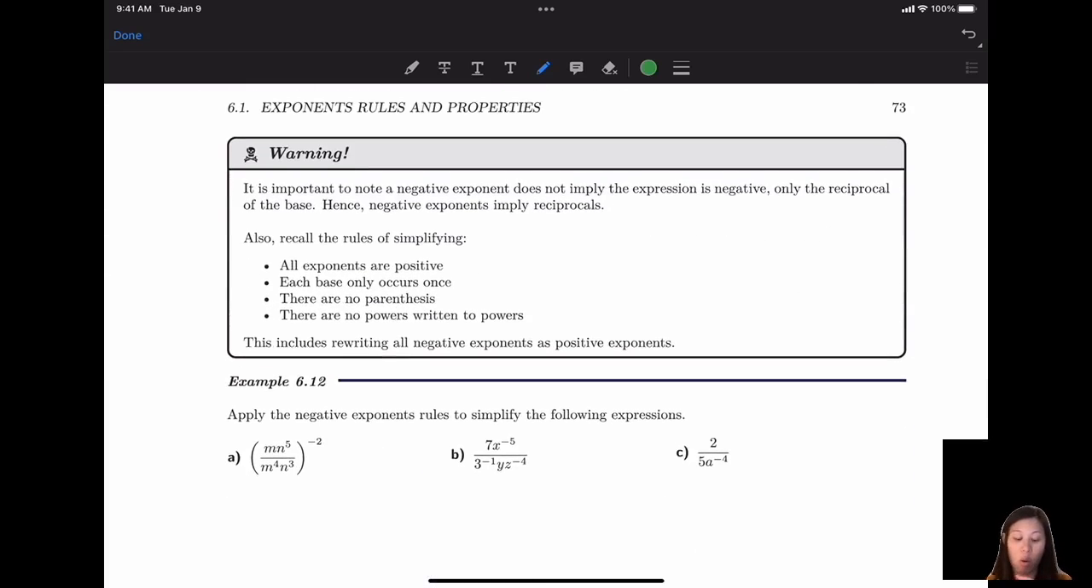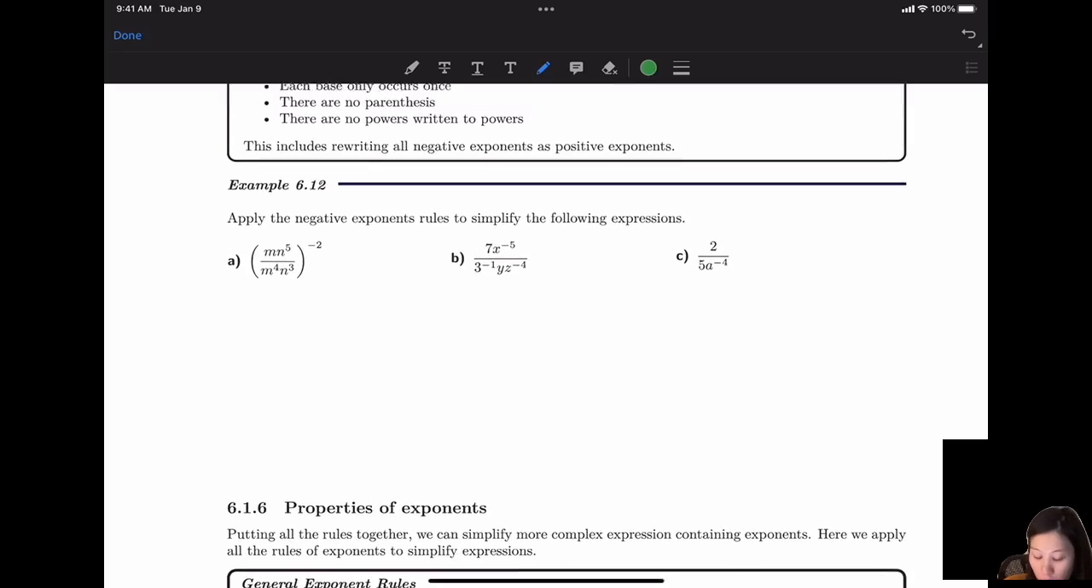Okay, and also we recall the rules of simplifying. All exponents have to be positive. So that means if you see a negative, the first thing you think of is you need to flip them to get a positive exponent. Each base only occurs once. That means you need to merge the like terms. There are no parentheses, that means we need to simplify them. There are no powers raised to powers. That means if we see a power raised to a power, we need to distribute by applying the power rules.